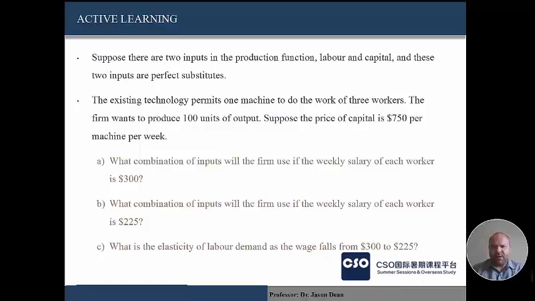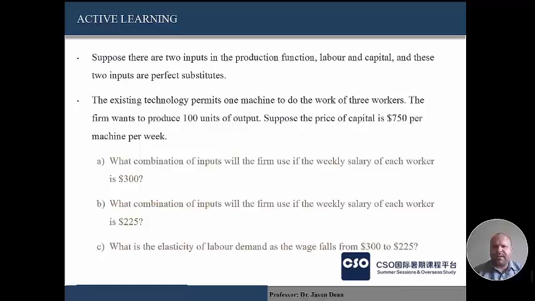In B, same question, but the wage is $225. And C is asking us, what is the elasticity of labor demand as the wage falls from 300 to 225? Let's think about this intuitively. The existing technology permits one machine to do the work of 3 workers.